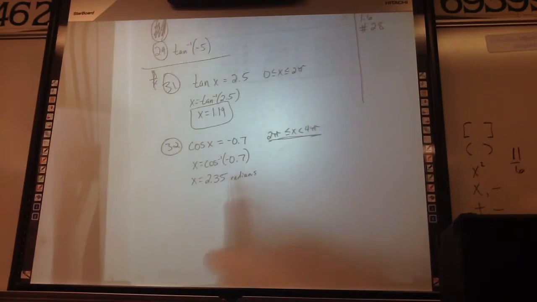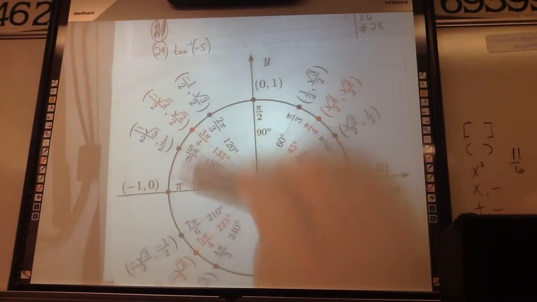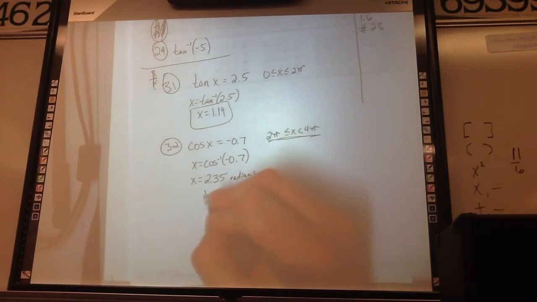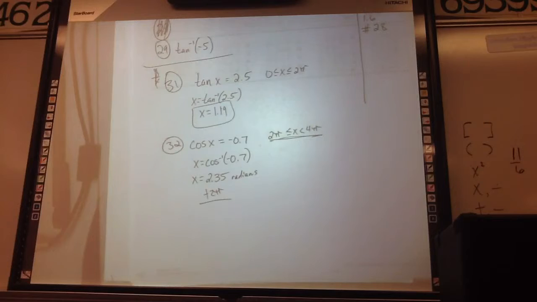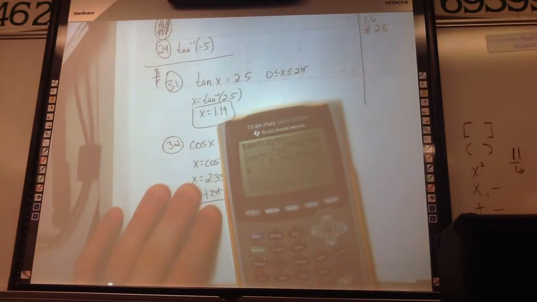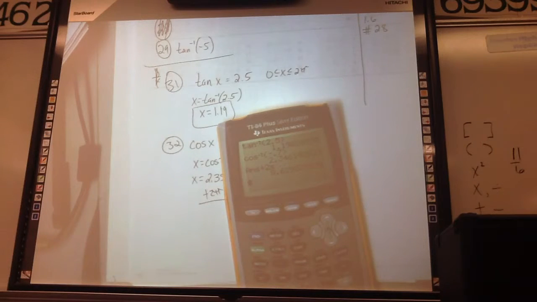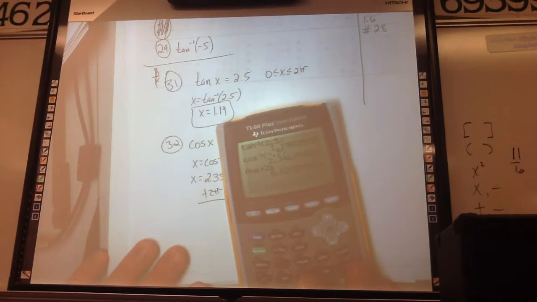So if I have 2.35 radians and I want it between here, I just have to add 2 pi to that. And I literally just do that plus 2 pi. It's 8.63. Don't let the pi's confuse you. Pi is just 3.14.